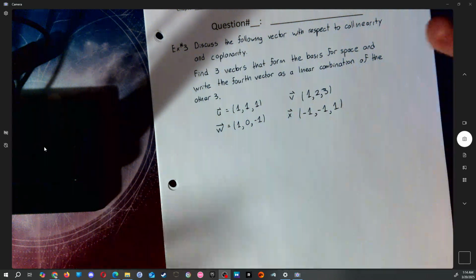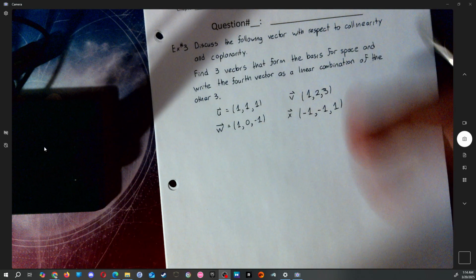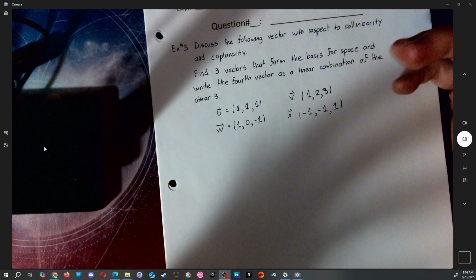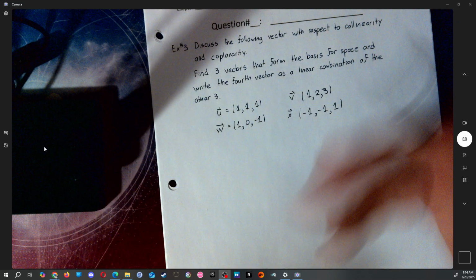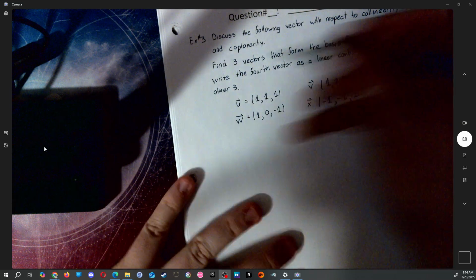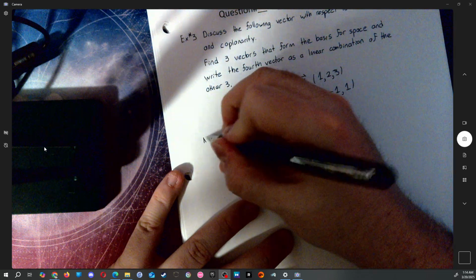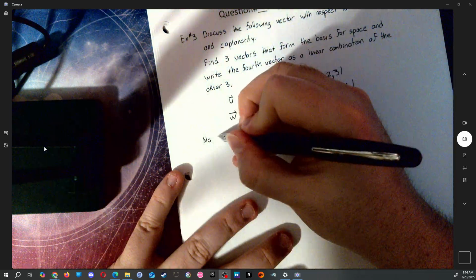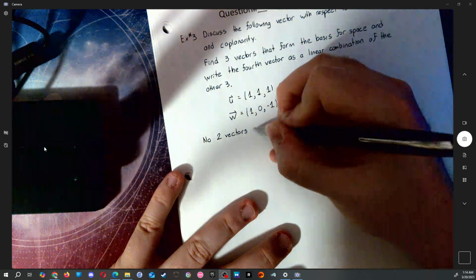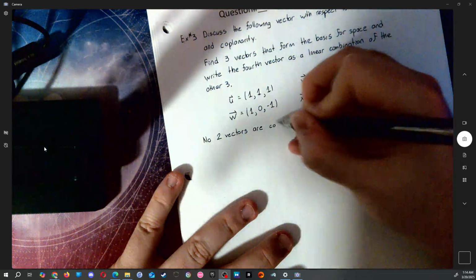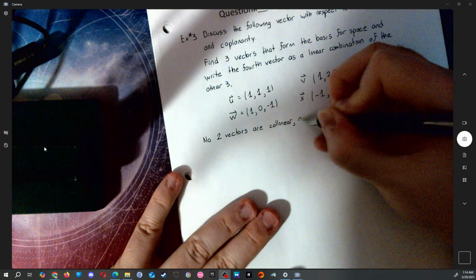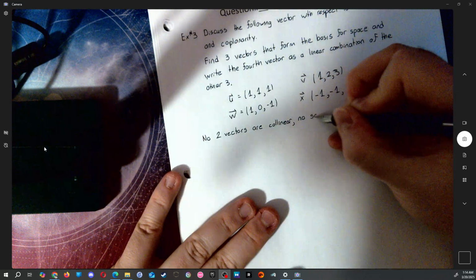So, take a minute. You don't even necessarily have to write anything, but think mentally yourself or write it down if you want to. Are these linear, or sorry, collinear? Are they coplanar? How do you know? How can you verify? Okay? So, we're going to start off with no two vectors from this list are collinear.